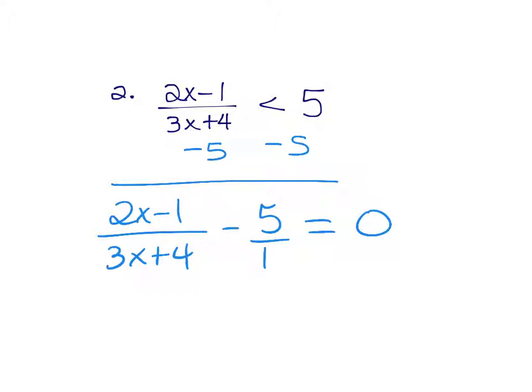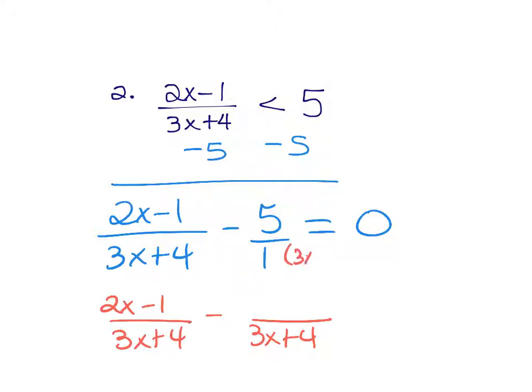I now need to find a common denominator. My common denominator is going to be 3x plus 4. The first fraction already has it, so let me just rewrite it. However, the second fraction is missing it, so I'm going to multiply it to the bottom and to the top.